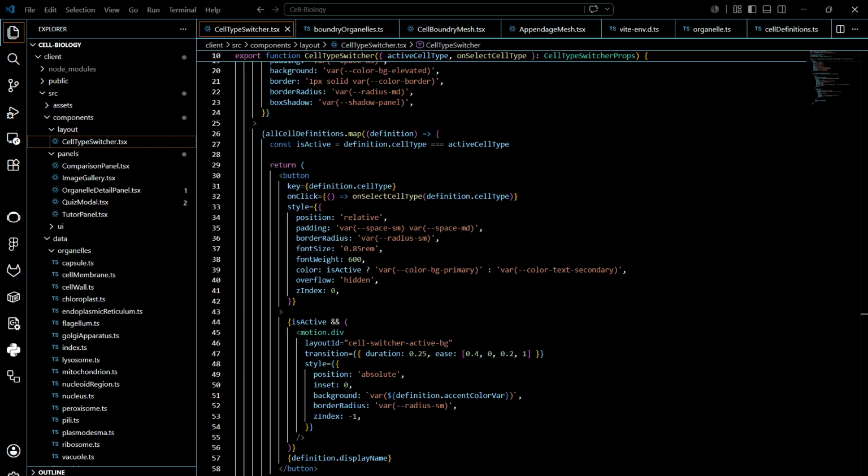In fact, that's literally where the names come from. Eukaryotic means true nucleus, and prokaryotic means before nucleus. Eukaryotic cells are typically much larger, often 10 times the size of a prokaryotic cell, and they include everything from animal and plant cells to fungi.